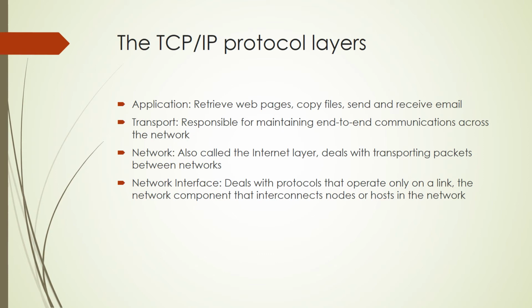The TCP/IP protocol layers are listed below, which include 4. The application layer, which retrieves web pages, copies files, and sends and receives email. The transport layer of the model is responsible for maintaining end-to-end communications across the network. The network layer, also called the internet layer, deals with transporting packets between networks. The network interface deals with protocols that operate only on a link, the network component that interconnects nodes or hosts in the network. In the OSI model, this will be referred to as the physical layer.